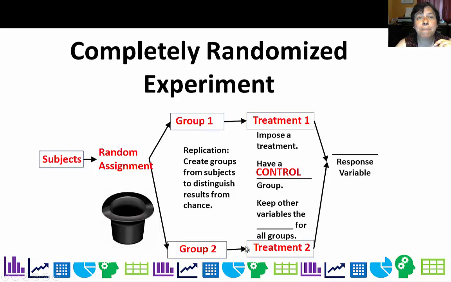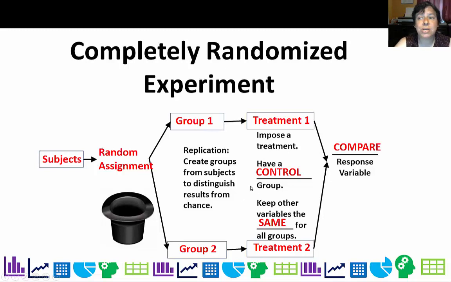So you want to be able to compare, because if you have all of them take the treatment, how would you know that they wouldn't all be better anyways? So you're going to have some of them have treatment 1 and some have treatment 2. Keep other variables the same for all groups the best you can, and then you compare your response variable.